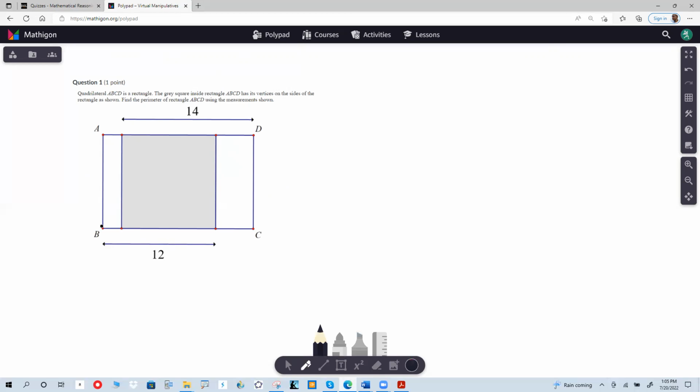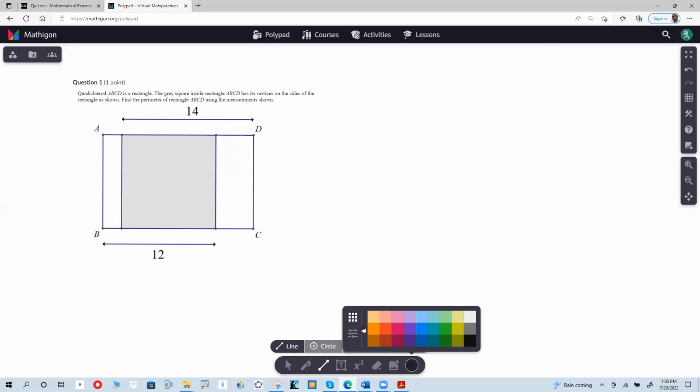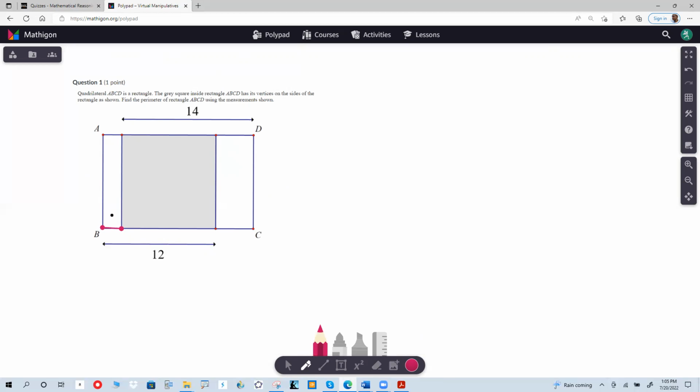So let's call this little piece, I'm going to call it X. Now, if you don't like X, I already used X, okay? Let's call it A small. With me so far? If this big length is 12, this bit has to be 12 minus A. Would you accept that? Yes. Okay, so your square is 12 minus A on each side.